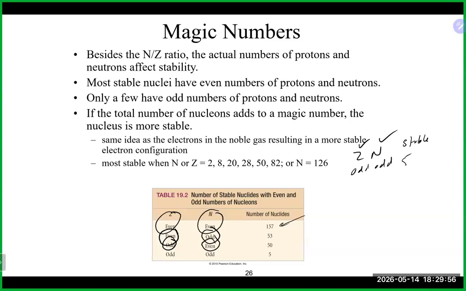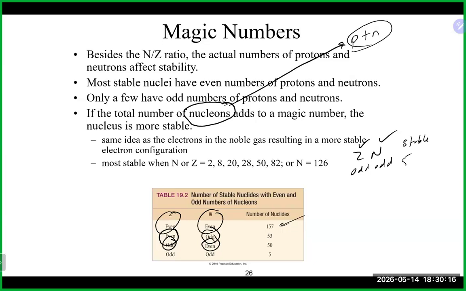The total number of nucleons, and you will sometimes see this word a lot in nuclear chemistry. Nucleons is a fancy way of saying the particles within the nucleus. So that usually is your protons and neutrons. So those are the guys that are hanging out in the nucleus, also known as your mass number, pretty much.